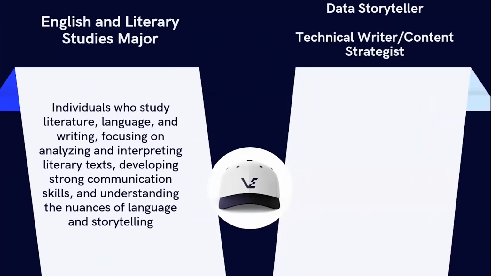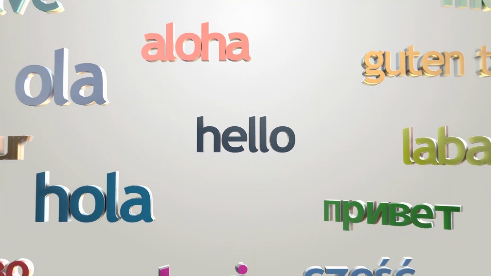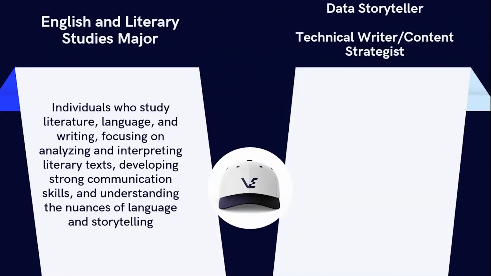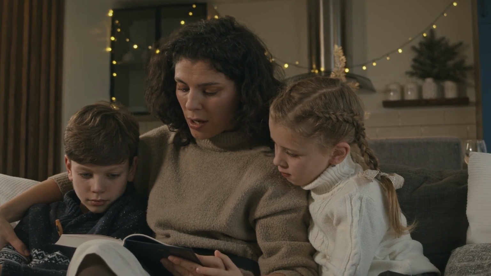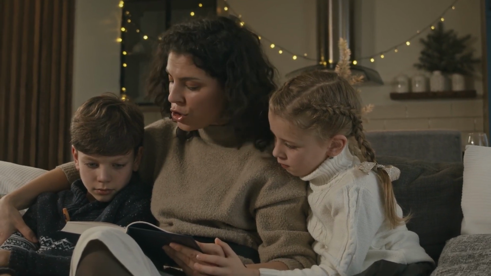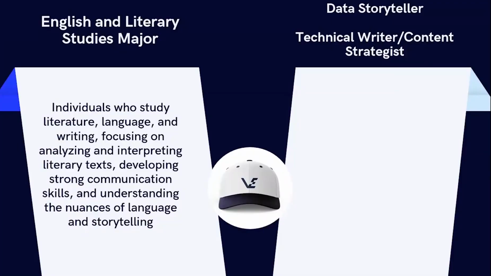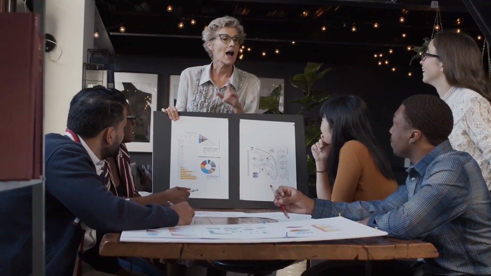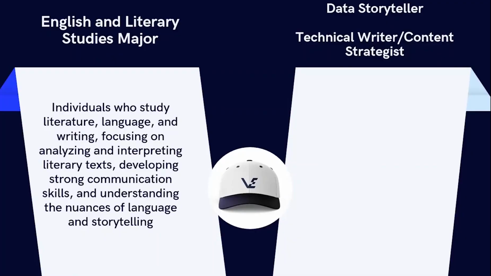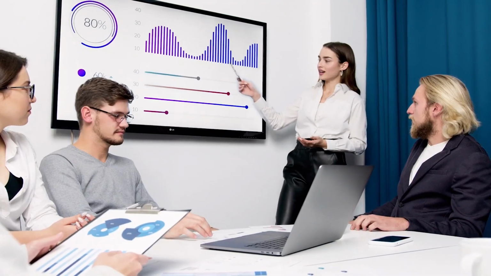English professionals are individuals who study literature, language, and writing, focusing on analyzing and interpreting literary texts, developing strong communication skills, and understanding the nuance of language and storytelling. And storytelling is actually an important skill needed in the data field, to be honest with you, because once you get an insight, the ability to tell the story, the ability to explain your insight, the ability to communicate them to stakeholders will make your insights useful, and therefore you are needed when it comes to data storytelling.